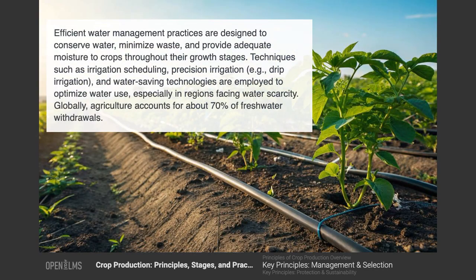Efficient water management practices are designed to conserve water, minimize waste, and provide adequate moisture to crops throughout their growth stages. Techniques such as irrigation scheduling, precision irrigation, e.g., drip irrigation, and water-saving technologies are employed to optimize water use, especially in regions facing water scarcity. Globally, agriculture accounts for about 70% of freshwater withdrawals.